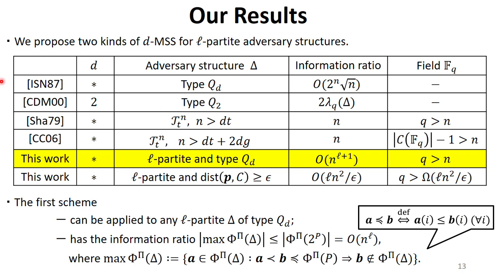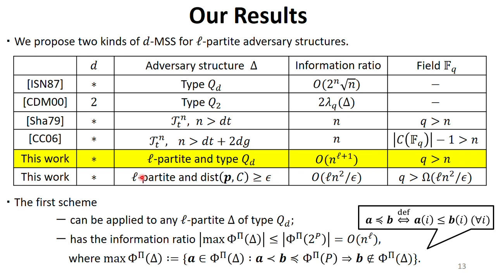And now, in this work, we propose two kinds of d-multiplicative secret sharing schemes for L-partite adversary structures. The first scheme can be applied to any L-partite adversary structure of type QD, because there are d-multiplicative schemes only for QD adversary structures. So our scheme can deal with all the possible L-partite adversary structures. And this scheme achieves polynomial information ratio if L is constant. So this scheme is much more efficient than the generic construction.